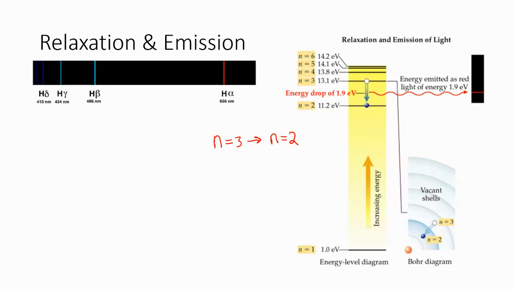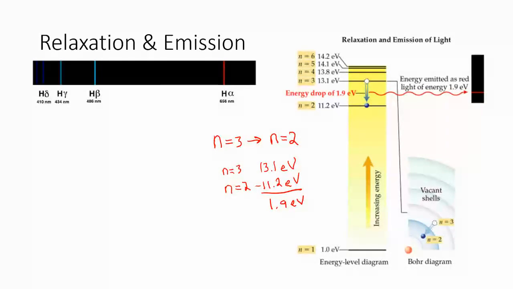And if you notice in the n equals 3 level, it has 13.1 electron volts worth of energy. The n equals 2 electron orbit has 11.2 electron volts. So if an electron is going to relax from the third state to the second state, it has to lose a total of 1.9 electron volts.